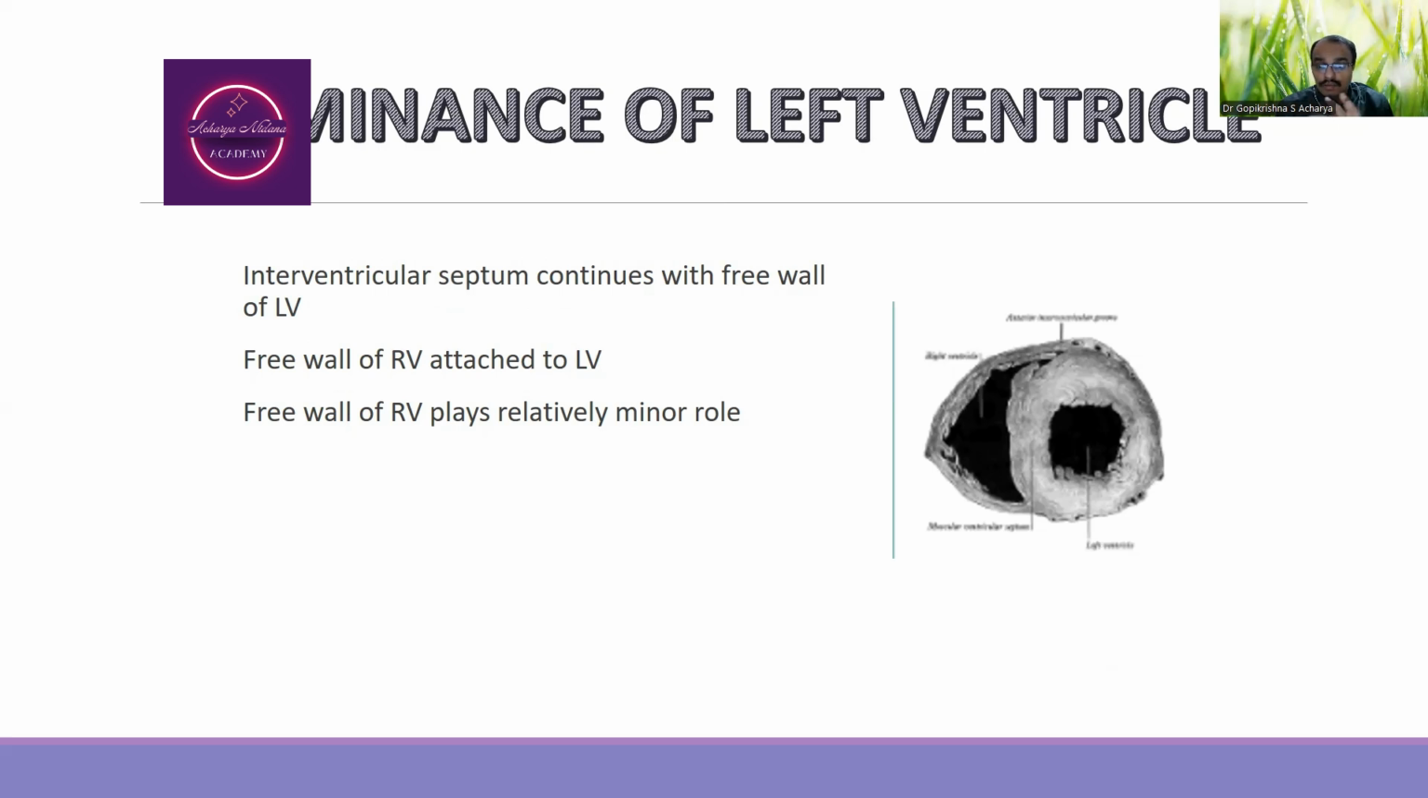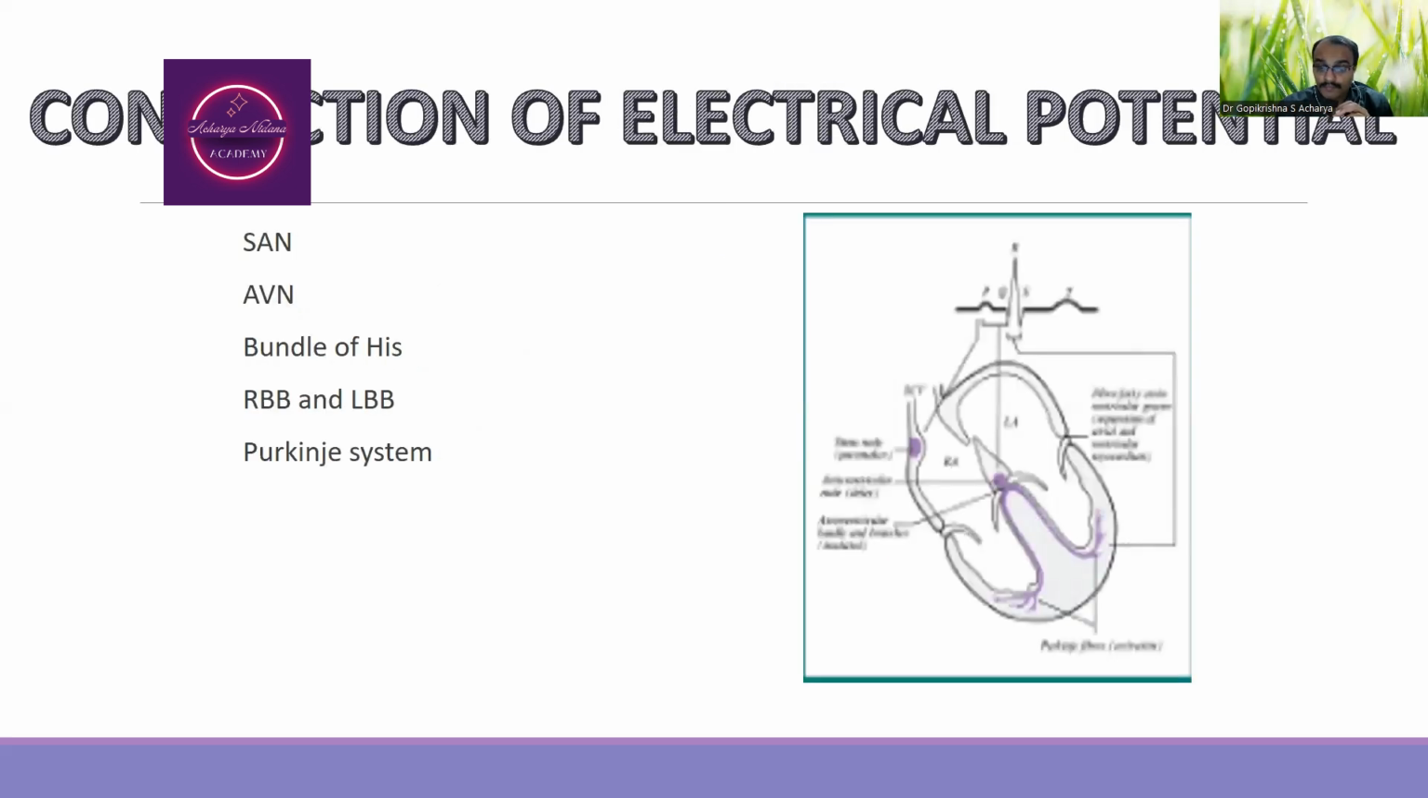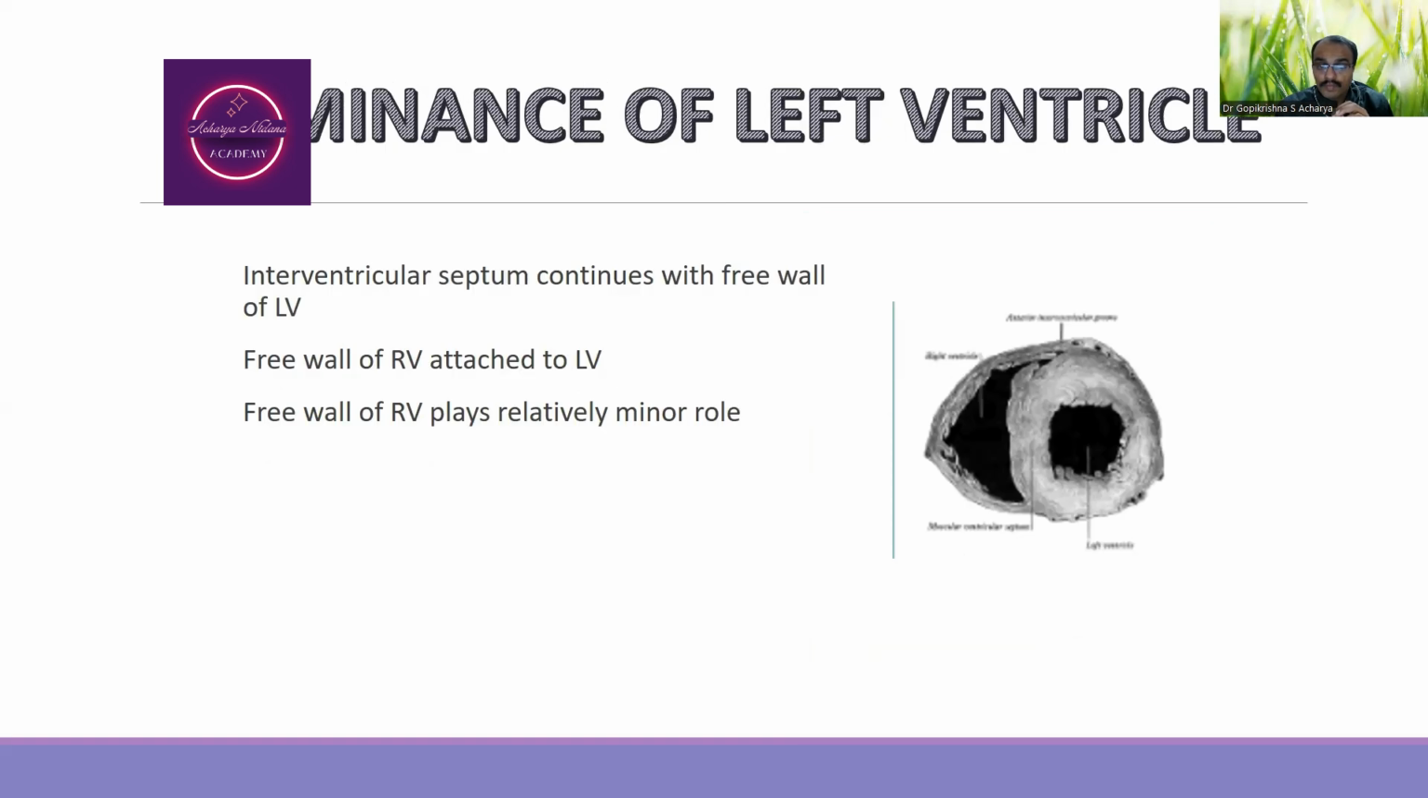So here you are going to see the chambers, biventricular chamber. Here the interventricular septum is actually continuing with the free wall of the left ventricle, whereas the free wall of the right ventricle will be attached to the left ventricle.